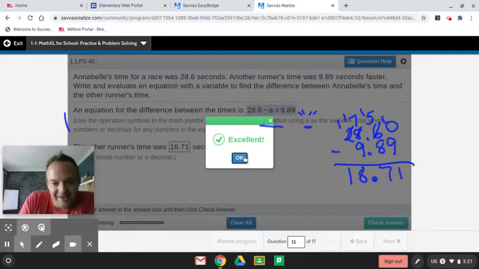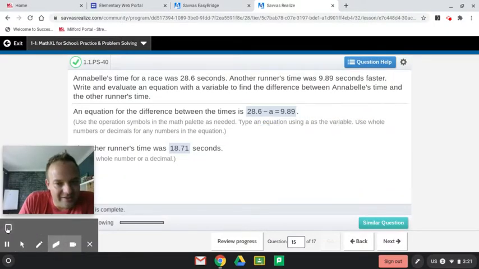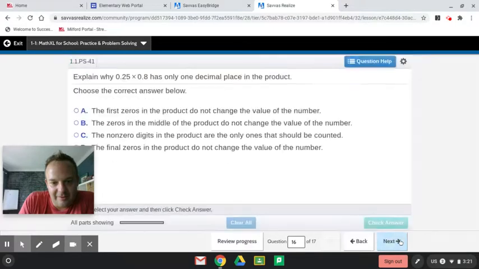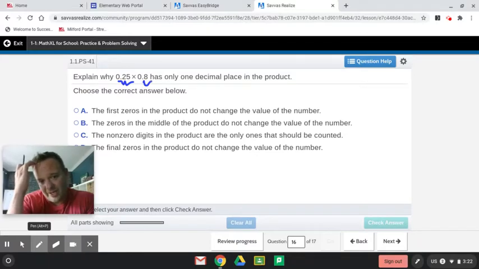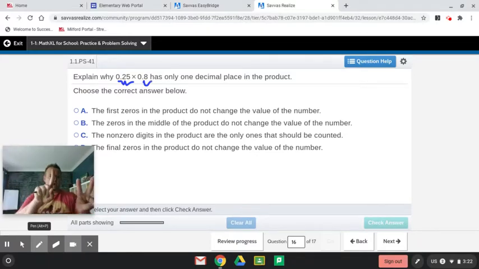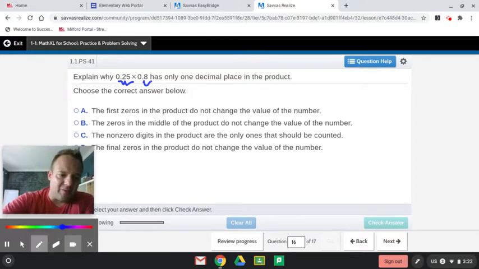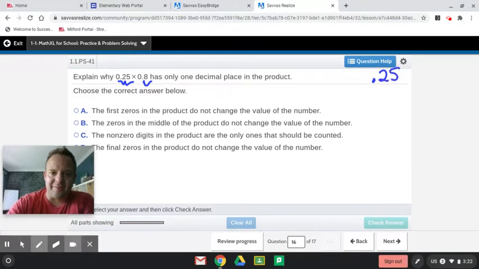Okay. And we're almost done here. Explain why 25 hundredths times 8/10 has only one decimal place in the product. So if you can see here, 25 hundredths has 2 places, and 8/10 has 1 place. So 2 plus 1 should have 3 places behind the decimal, but it doesn't. It only has 1 place. Well, let's see if we can figure out why. So whenever they do these type of questions, what I recommend is to actually do it out and see if we can explain it. So you don't have to line up your decimals when you're multiplying here.